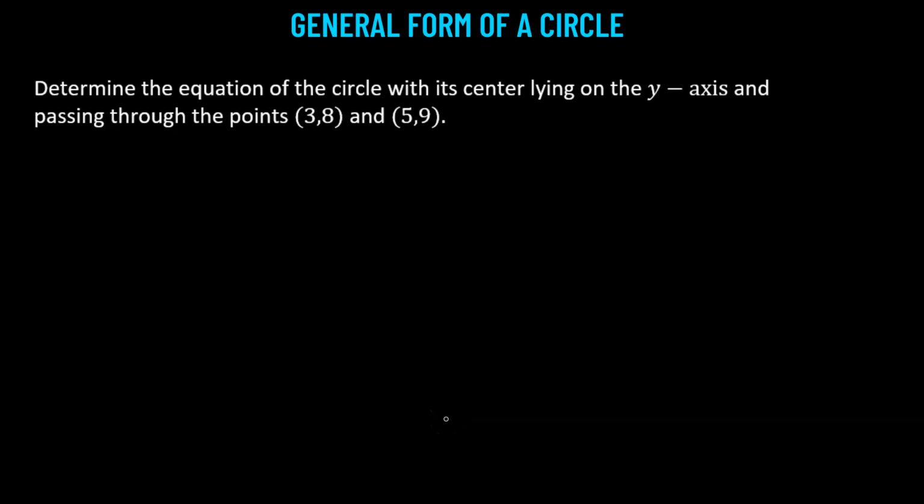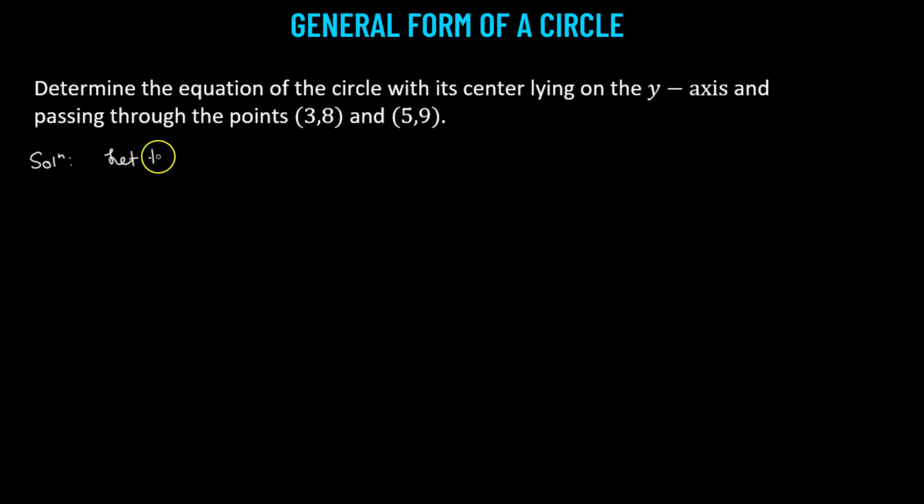So in this problem, we need to determine the equation of a circle with the condition that its center lies on the y-axis and it passes through the points (3, 8) and (5, 9). Let us begin. We'll first consider the general equation of a circle.